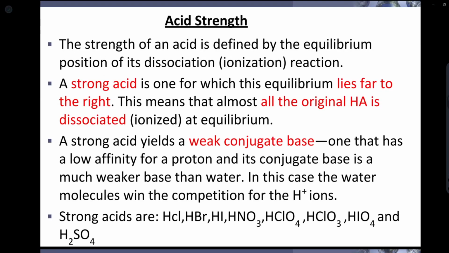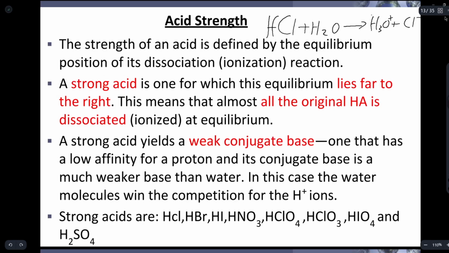An acid's strength is defined by where it lies in the equilibrium of the reaction. Strong acids lie far to the right of the equilibrium reaction, while weak ones lie far to the left. What does this mean? Basically, if we have HCl plus water, it will dissolve into H3O plus and Cl minus. Since HCl is considered a strong acid, there will be more of these components than these components in the solution.